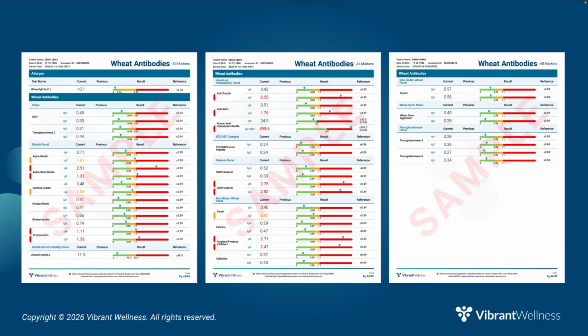Finally, the wheat antibodies panel ends with the levels of all markers, including wheat IgE, the intestinal permeability markers, celiac markers, the fusion peptide, gliadin peptides, glutenin peptides, non-gluten wheat peptides, wheat germ, and transglutaminase.